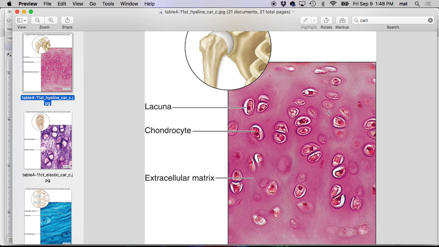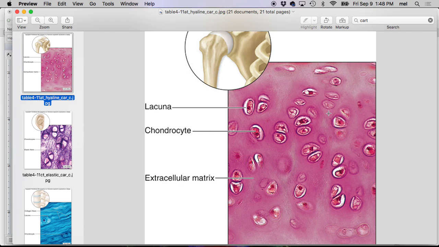This is also the most abundant cartilage in your body. If you want to feel hyaline cartilage, all you have to do is this. Where your nose stops being bone, that is hyaline cartilage, okay? The difference between that one and elastic cartilage is this versus this. Boing, boing, boing, boing, boing. Not this part. This part. That's elastic cartilage. You see the difference? Okay, so this is hyaline cartilage.